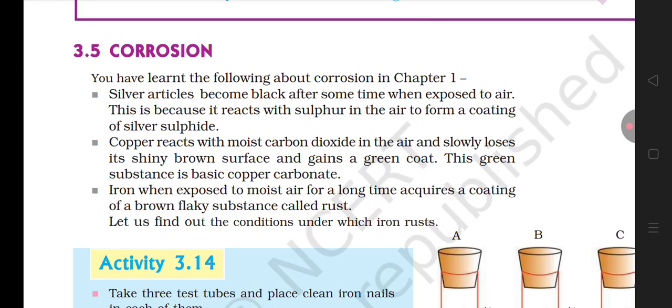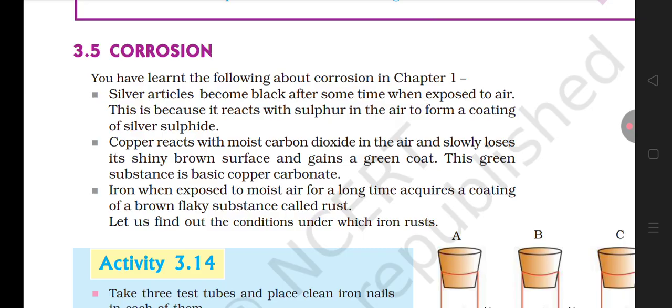Okay, so this is CuCO3·Cu(OH)2, which is green in color. Now next is iron. When exposed to moist air for a long time, it acquires a coating of brown flaky substance called rust, which you call junk in Hindi. So it is Fe2O3.